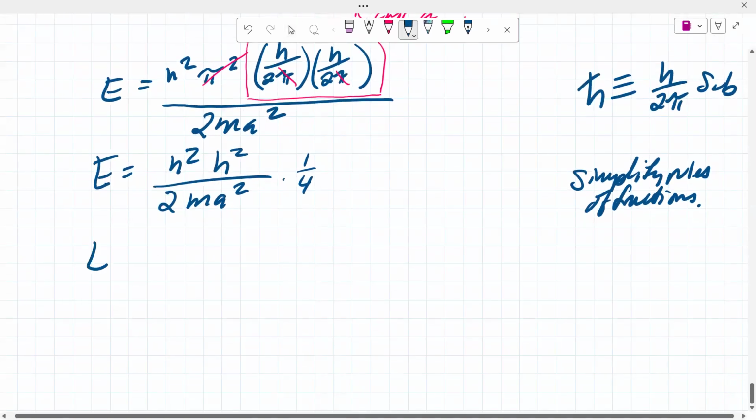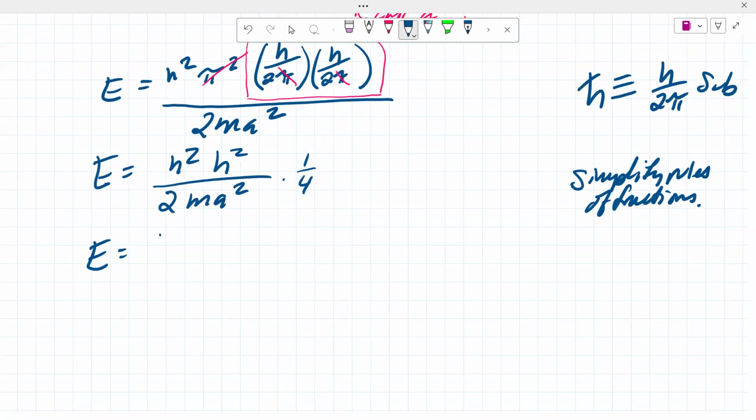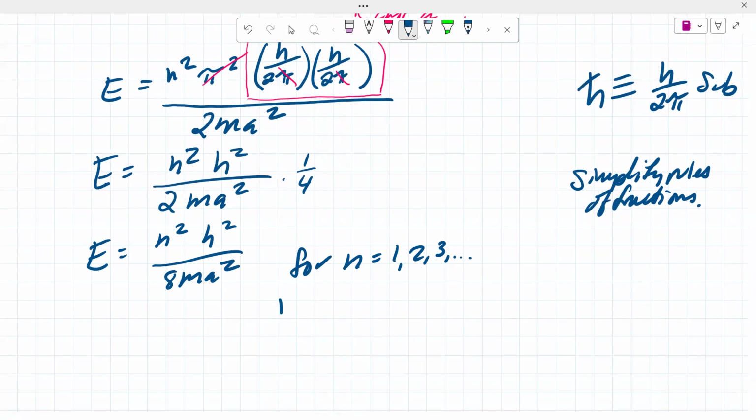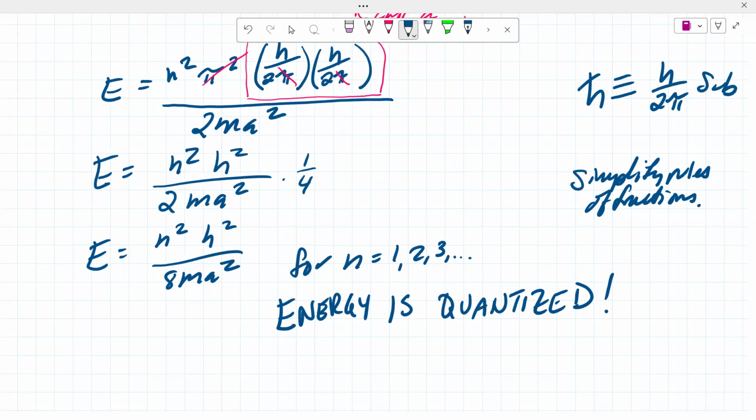Now, energy equals, this is starting to look kind of familiar. n squared h squared over 8ma squared, for n equals 1, 2, 3. And what does this say? Energy is quantized. All right, so this actually is a very important result.